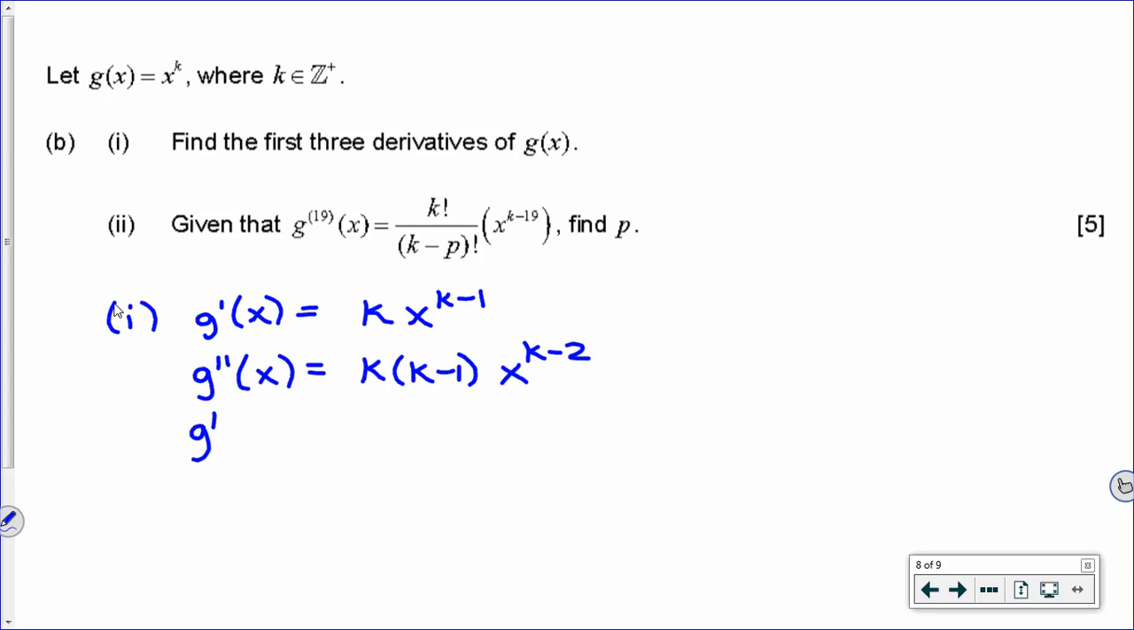And then the third derivative, we don't use triple prime. We're going to write g with a little 3. And we'll bring down the k minus 2. And then this becomes x to the k minus 3.